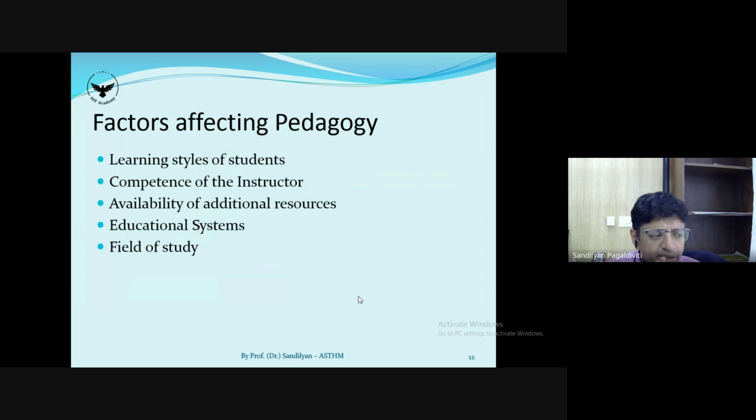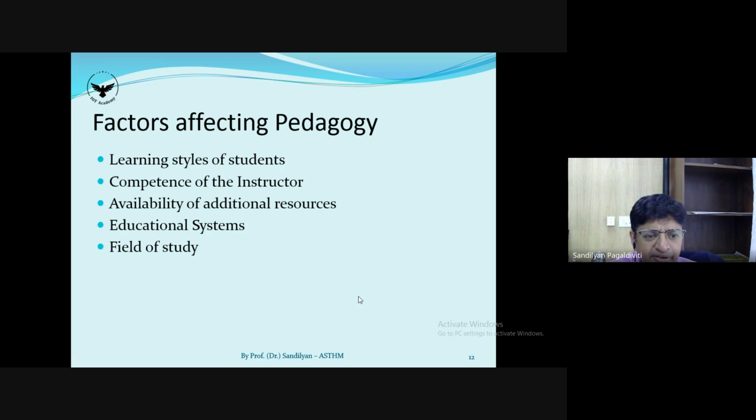Now let us quickly understand what are the different factors that affect teaching pedagogy. Number one, learning style of student. I already said this before that every student is different and they learn in a different manner. They come from different backgrounds, they have different preferences, and they have different practices. So you cannot treat them all as the same.